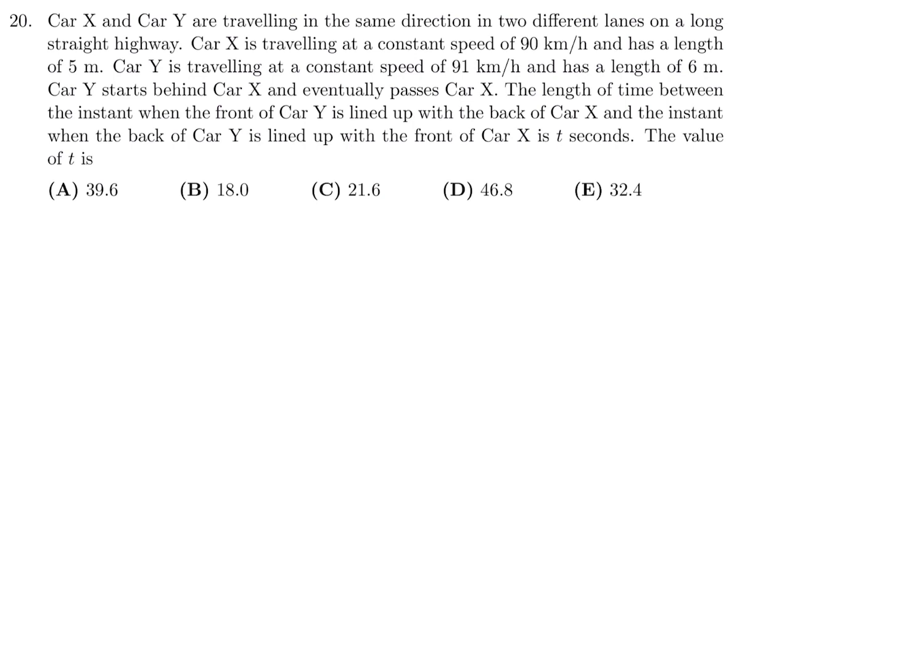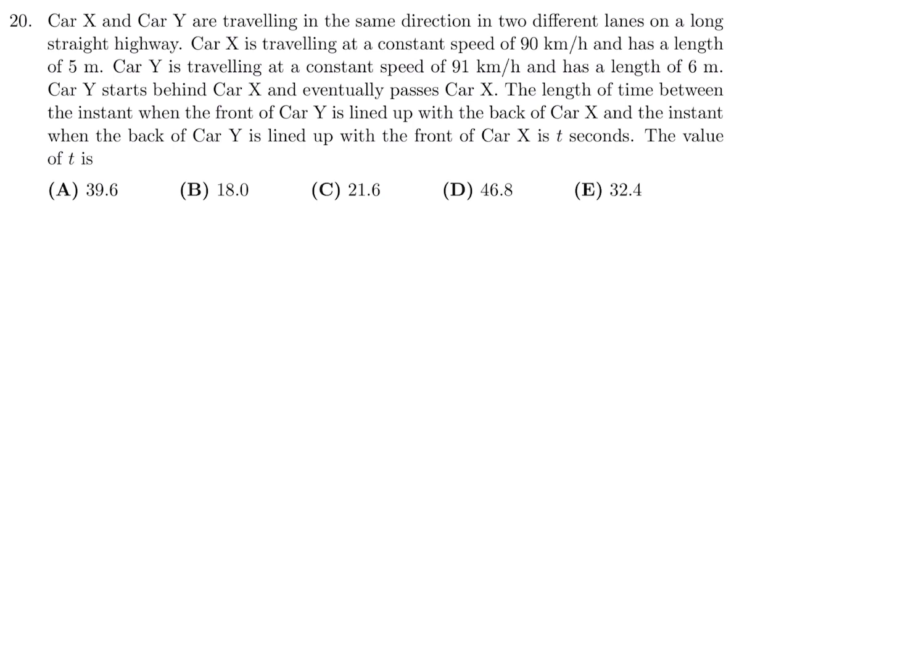Car X and car Y are traveling in the same direction in 2 different lanes along a straight highway. Car X is traveling at a constant speed of 90 kilometers per hour, has a length of 5 meters. Car Y is traveling at a constant speed of 91 kilometers per hour, has a length of 6 meters. Car Y starts behind car X and eventually passes car X. The length of time between the instant when the front of car Y is lined up with the back of car X and the instant when the back of car Y is lined up with the front of car X is t seconds. The value of t is.